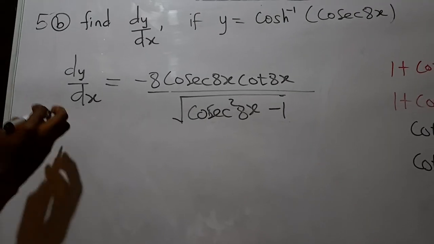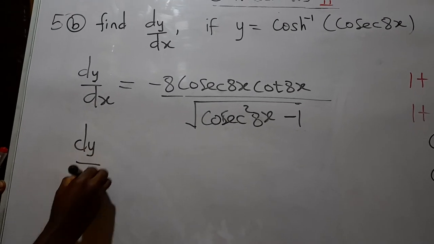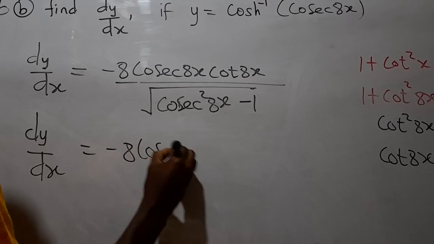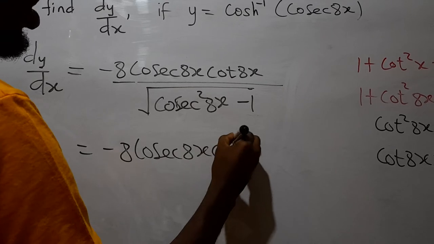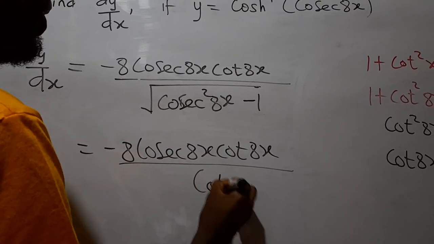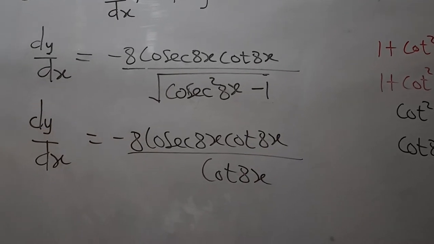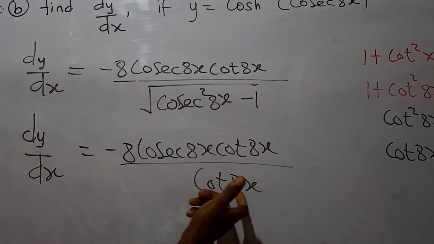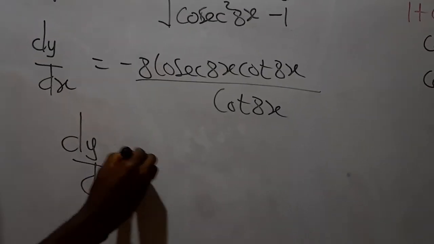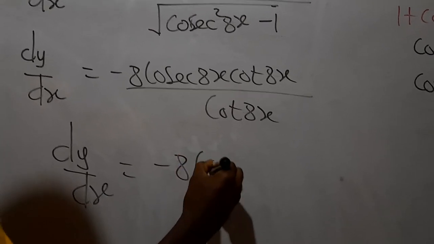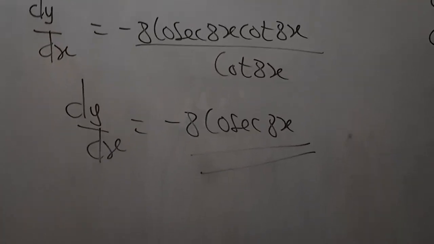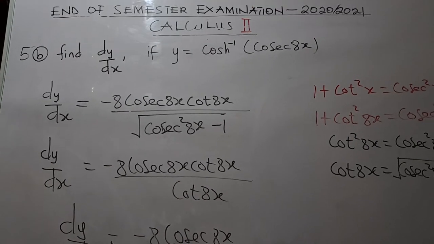That's the implication. So our dy over dx is equal to negative 8 cosec 8x cot 8x, then in place of the square root we have cot 8x. Look at this, cot 8x will divide cot 8x. Then our dy over dx in a nutshell will be negative 8 cosec 8x. I hope you get this.